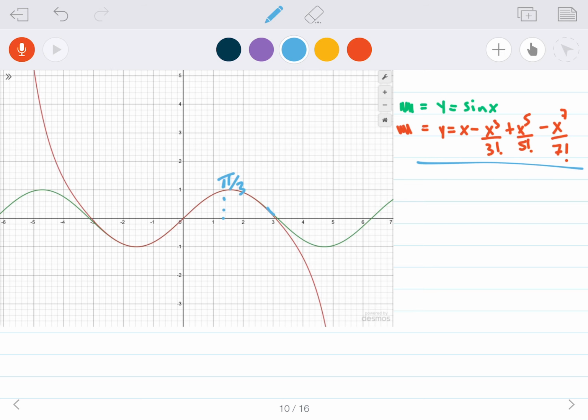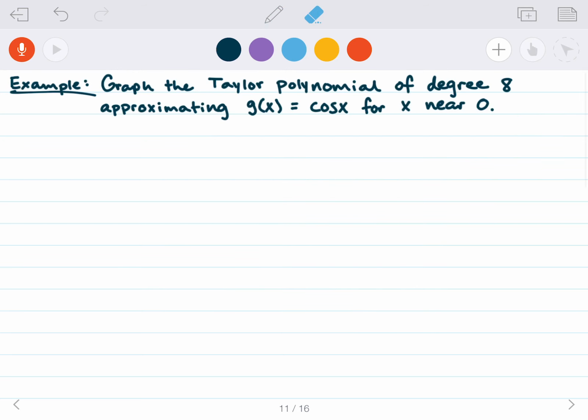Because this picture, I mean, they're basically laying right on top of each other at x equals pi over 3. So that's the idea here. All right, let's do another example.